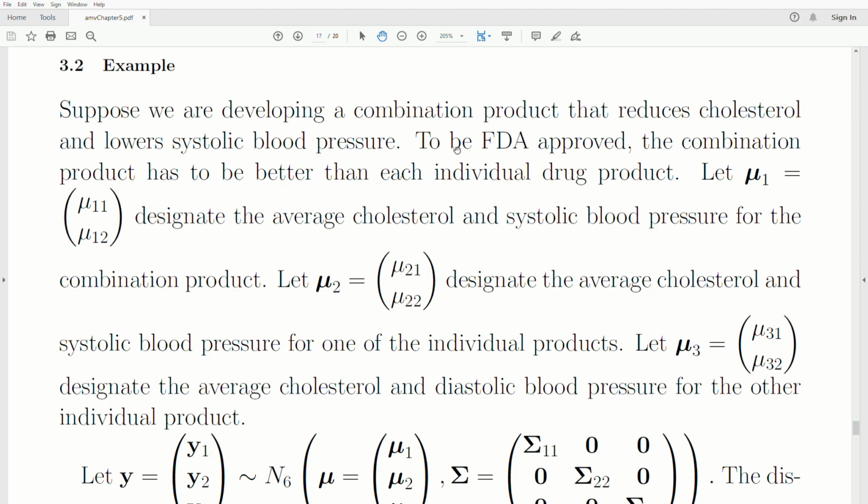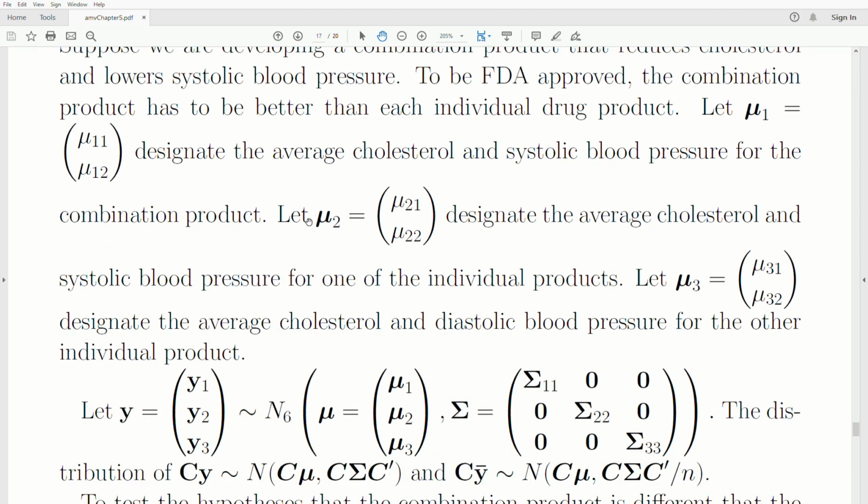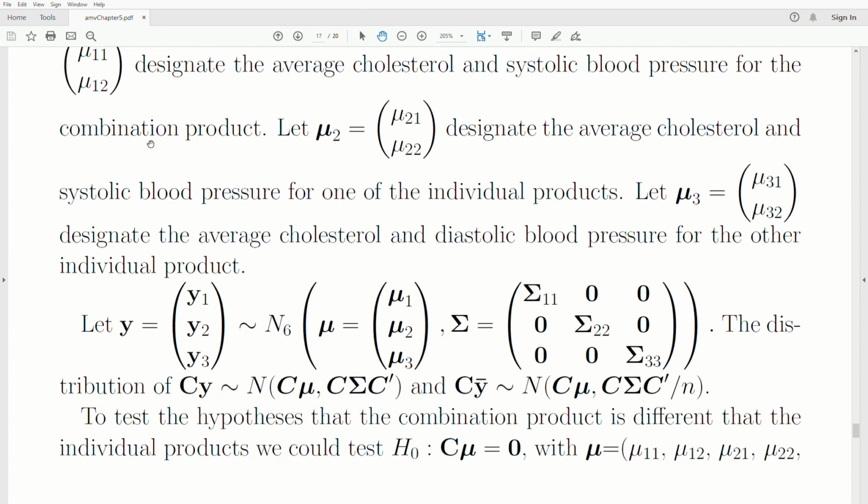So we're adding a cholesterol reducing medication and a blood pressure reducing medication into one product. Now, to be FDA approved, that combination product has to be better than each individual product for these subjects that have high blood pressure and high cholesterol. So let's let mu1 be the mean vector that designates the average cholesterol and systolic blood pressure for the combination product. Mu2 is the mean vector for one of the individual products, and mu3 is the mean vector for the remaining individual product, right? Because these two products are combined together to be that combination product.